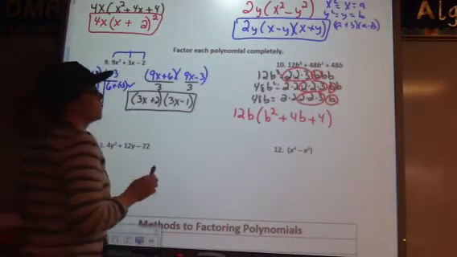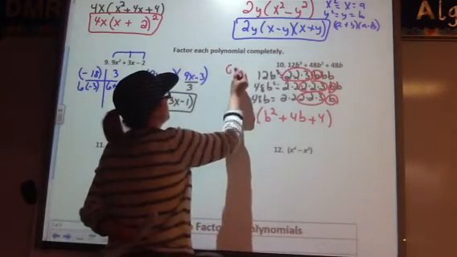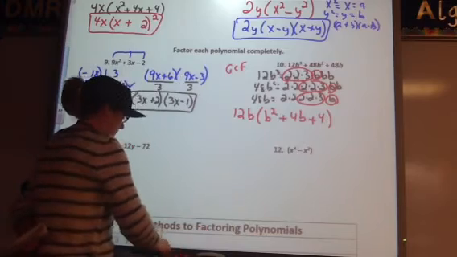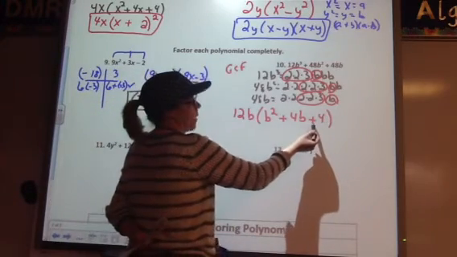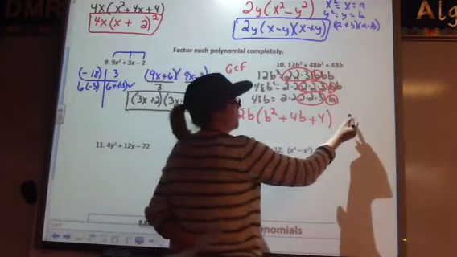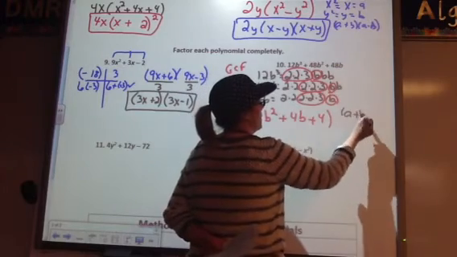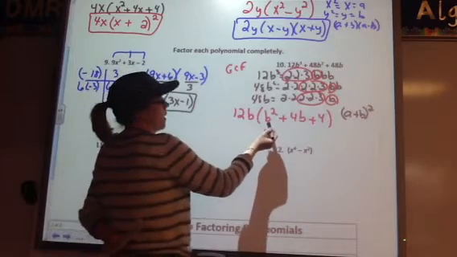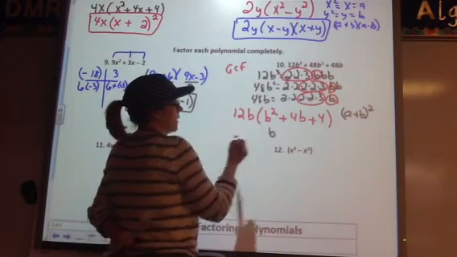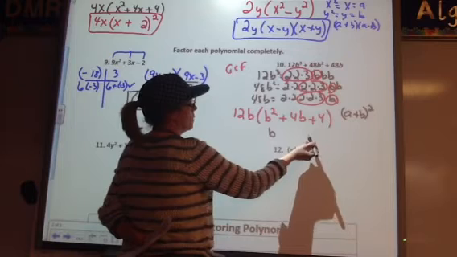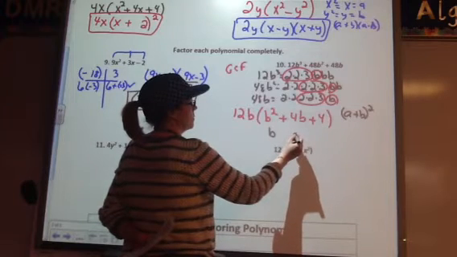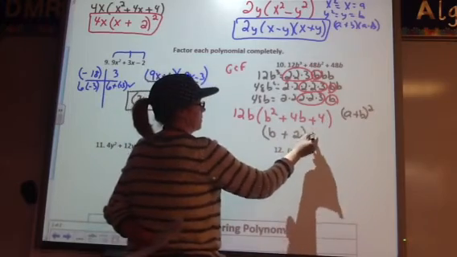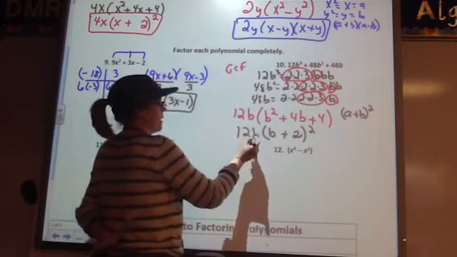All right, now, pulled out our greatest common factor. We need to see if that's a perfect square, and it is. And that's a positive, okay? So it's going to be your a plus b squared. All right, so b squared is b, 4 is 2, and it's a plus. And then bring down your 12b.